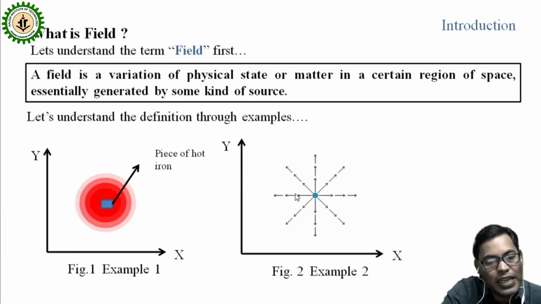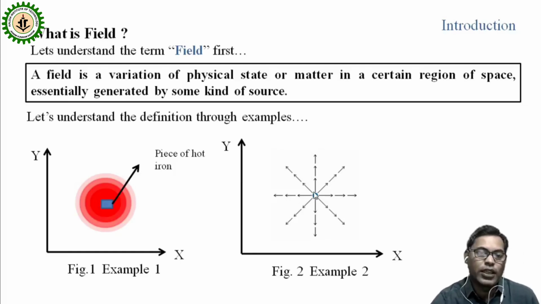In this example, instead of a piece of hot iron, we have considered a plus q charge in the two-dimensional coordinate system. Now, if we place a negative charge near the source charge, then this negative charge will be attracted towards the plus charge, and the force of attraction on this negative charge will vary if we vary the position of the minus charge, that we know and we have studied in 12th standard.